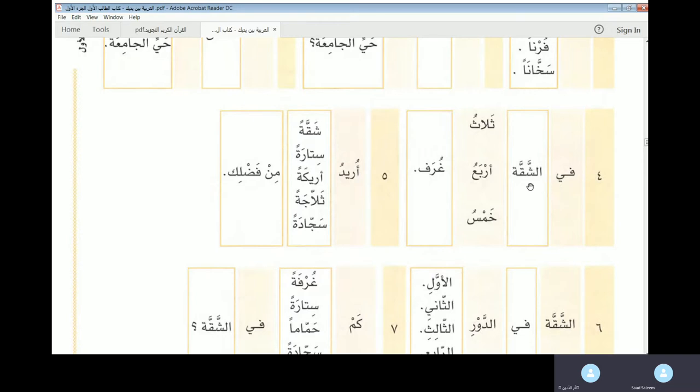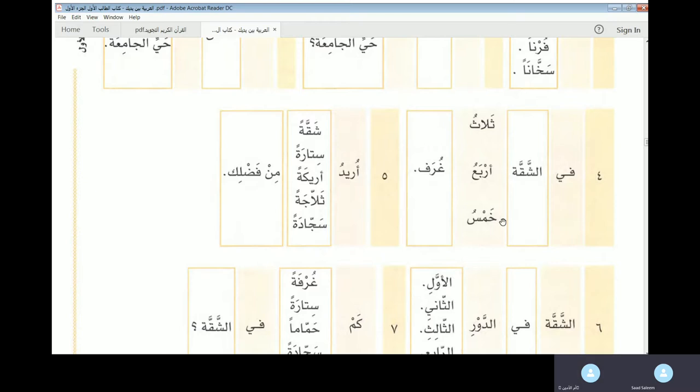In an apartment, three rooms. Okay. In the apartment, there are three rooms. Fi shaqatin arba'u guraf. In the apartment there are four rooms.